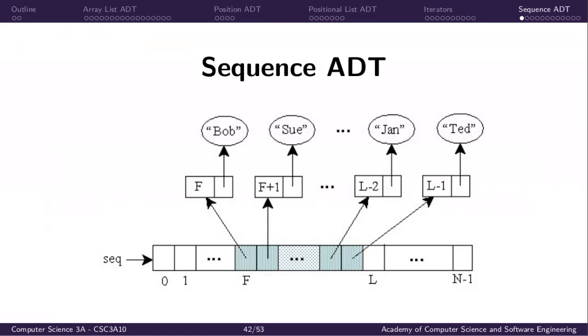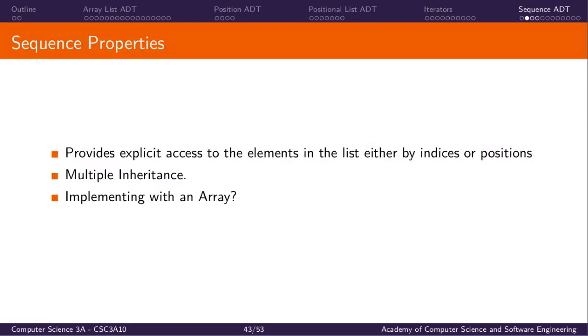So the last thing that we're going to discuss is really a general purpose ADT. It's called a sequence. It allows us to access elements in both ways that we've discussed for these derivative types of lists. So we talked about the array list, which is an index list, so that adds the idea of an index to a list. Then we talked about a positional list.